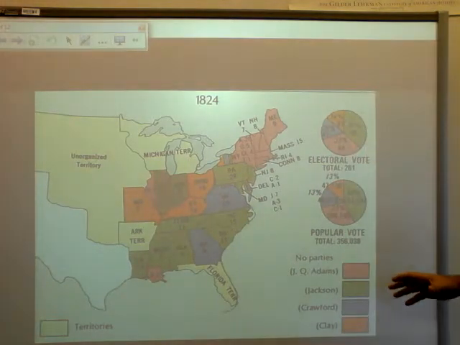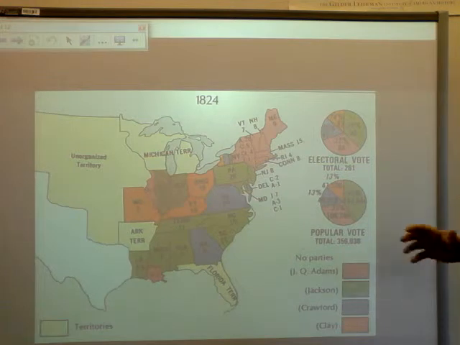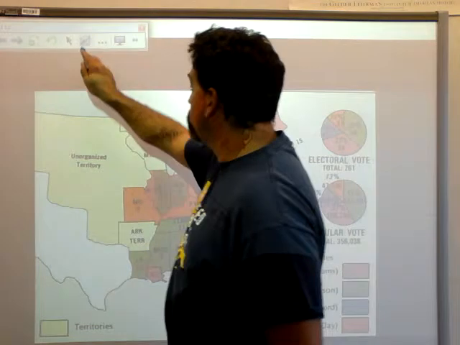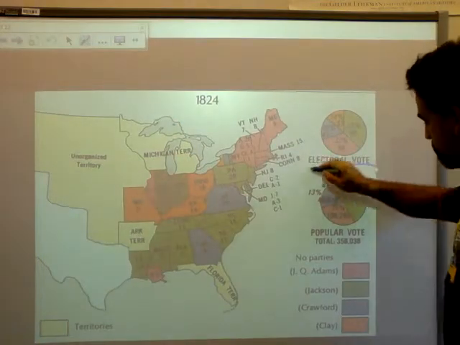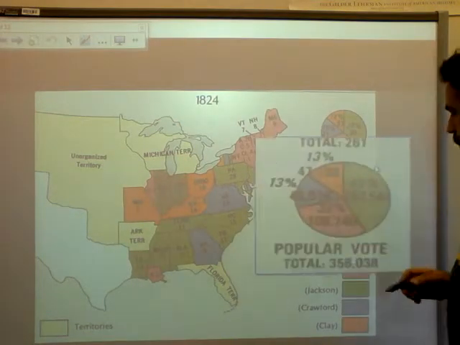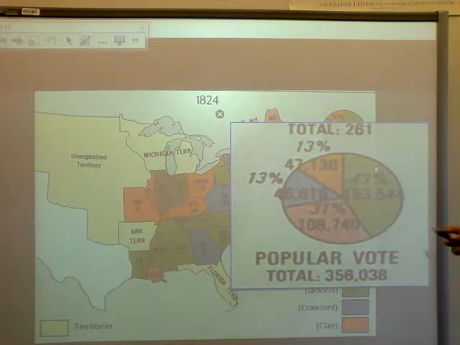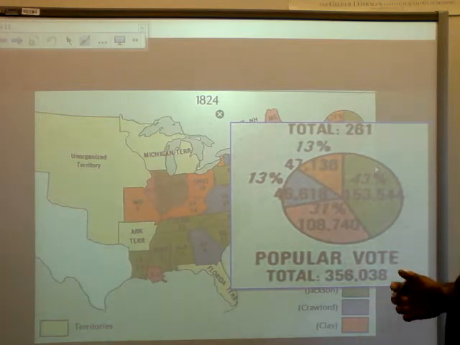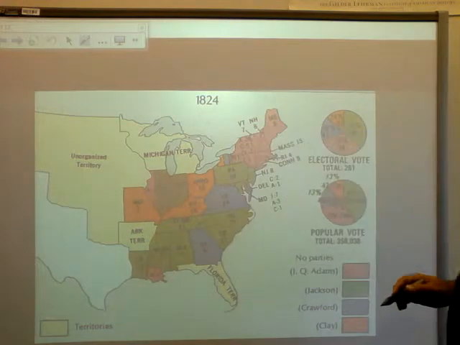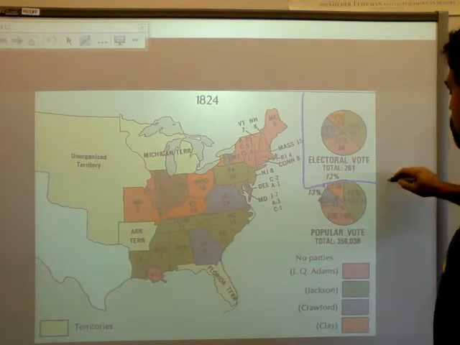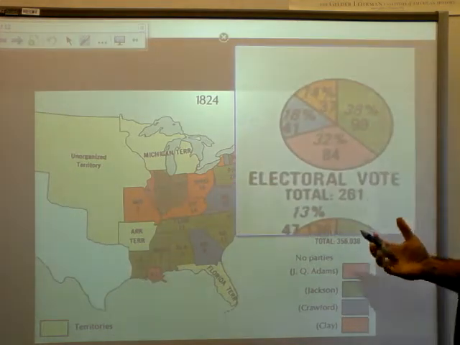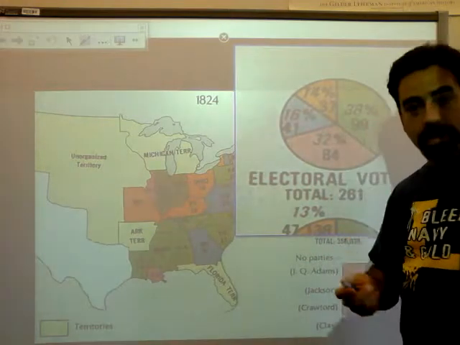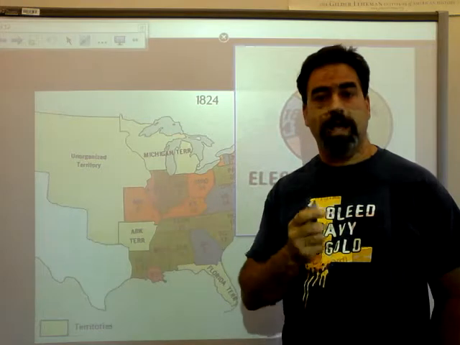Now, what we have here is the situation where, look, do I have my magic pen? Let me get my magic pen going. Take a look here. This is the popular vote. Right? And as you can see, the popular vote is going to Andrew Jackson. Andrew Jackson wins the popular vote. However, we can also see up here, if we take a look at the electoral vote, what happens? Well, Andrew Jackson has also won the electoral vote. Great! Andrew Jackson is going to be president.